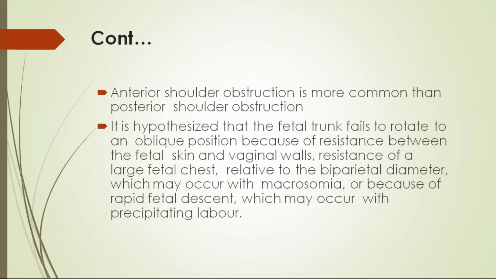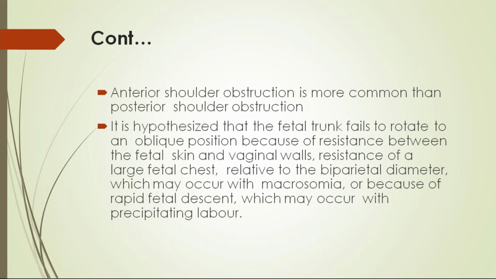It is a hypothesis that the fetal trunk fails to rotate to an oblique position because of the resistance between fetal skin and vaginal wall, resistance of a large fetal chest related to biparietal diameter, which may occur with macrosomia, or because of rapid fetal descent, which may occur in precipitate labor. This is the hypothesis to explain shoulder dystocia in case of precipitous labor and macrosomia.